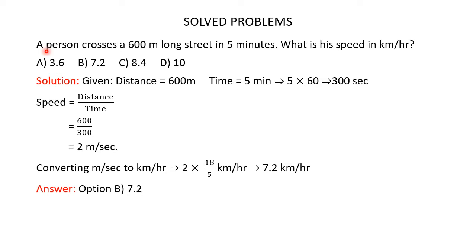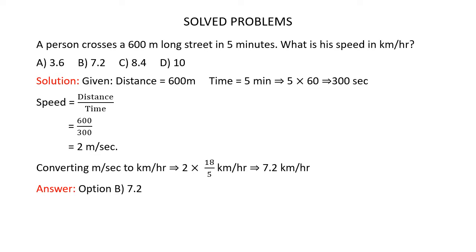A person crosses a 600-meter long street in 5 minutes. What is his speed in kilometers per hour? You are given 4 options here and you have to find out which of these options is the correct one. Now it's given distance is 600 meters and time is 5 minutes. We are supposed to find the speed in kilometers per hour. So let's first find speed in meters per second and then convert that speed to kilometers per hour.